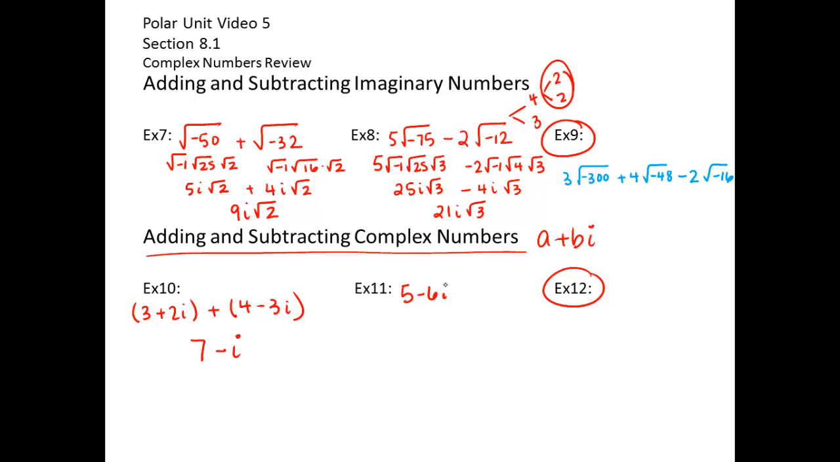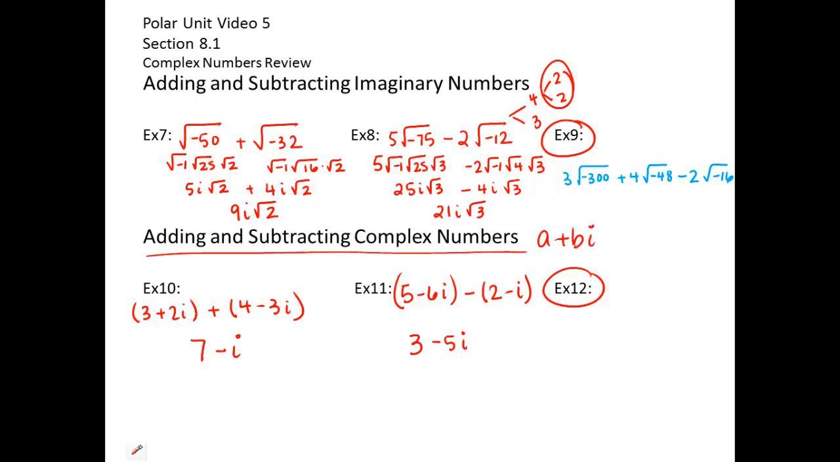5 minus 6i is one complex number, minus 2 minus i. I'm going to subtract my real parts. That's 5 minus 2 is 3. Then we'll subtract the imaginary parts. Negative 6i minus a negative i means I'm adding an i, so I get negative 5i. That is in standard complex form.